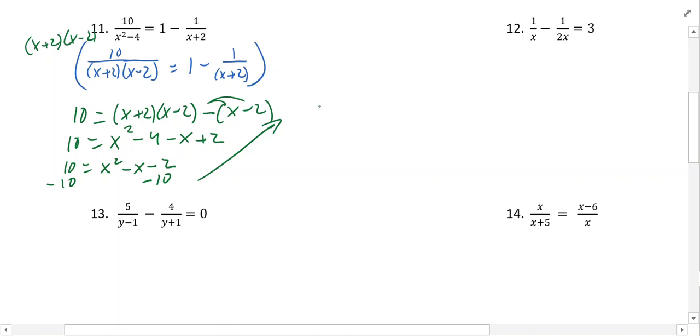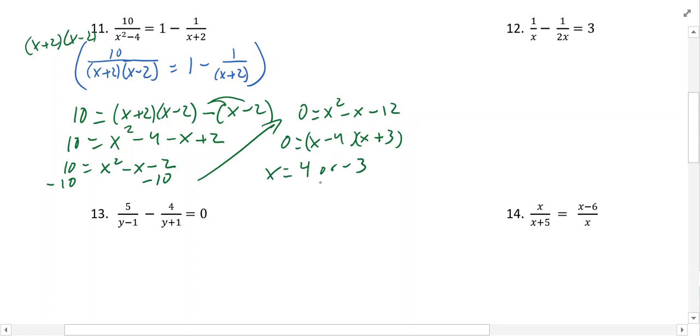So then I'll go over here. I have 0 equals x squared minus x minus 12. So I look for the factors of negative 12 that add to negative 1. So those are going to be x minus 4 and x plus 3. So then what I need to do is say my two answers for x would be 4 or negative 3.